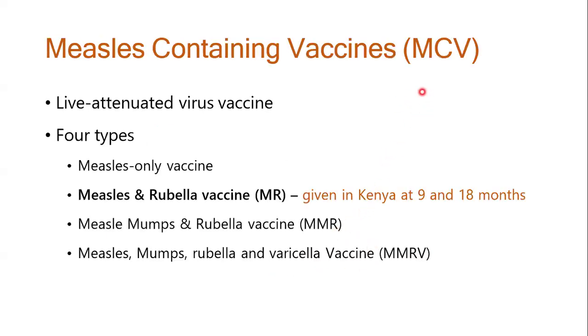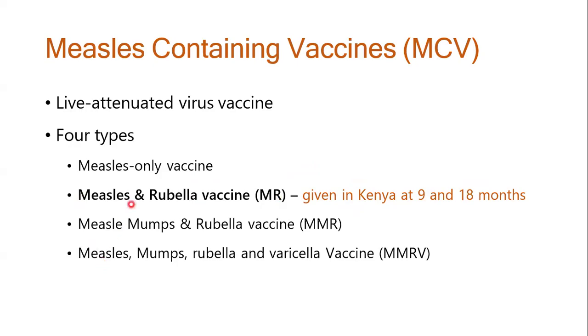Measles containing vaccines. They are live attenuated virus vaccines. 4 types: measles only vaccine, measles and rubella vaccine. So I'm going to mention rubella. Rubella is known as the German measles. Then this is given in Kenya at 9 and 18 months.